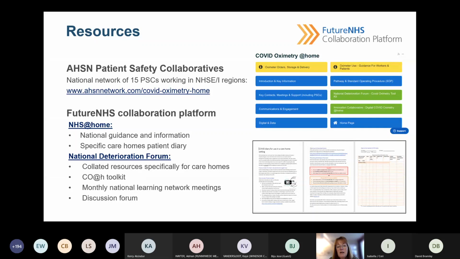The Future NHS Collaboration Platform is an absolutely fantastic resource, and Joe Murray, who's going to moderate the Q&As, has been really instrumental in helping us to collate the information. Two main areas to highlight: one's NHS at Home, with lots of national guidance and information, but also the National Deterioration Forum. There's a really good discussion forum. If you're not sure on something, ask a question. We also have monthly National Learning Network meetings, which I personally find invaluable, lots of discussion. And if you think, I don't know if I'm able to join, I'm not an NHS organisation, if you've got an NHS.net address, you can register for this. Next slide, please.